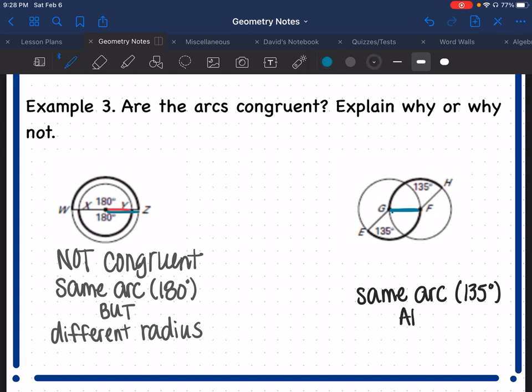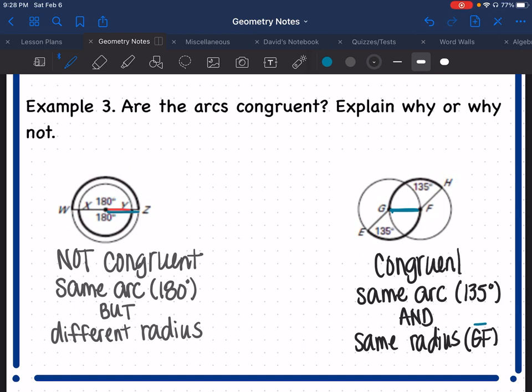So I'm going to say and same radius, which would be GF, which is my teal one. So I'm going to go ahead and say these two circles are congruent.